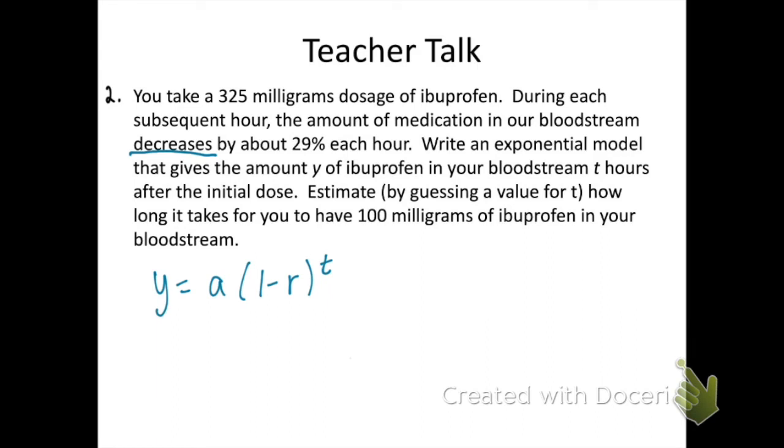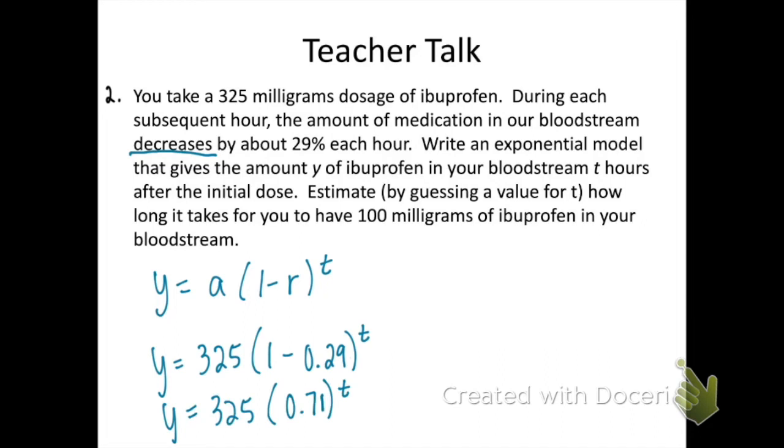Now we need to figure out what the values for A and R will be. A is our initial amount. It tells me that we have an initial amount of 325 milligrams. And R is the rate that we're decreasing. It says 29% per hour. So we have 325 times 1 minus 0.29 to the T. We can simplify the parentheses there, and now we have the model Y equals 325 times 0.71 to the T.